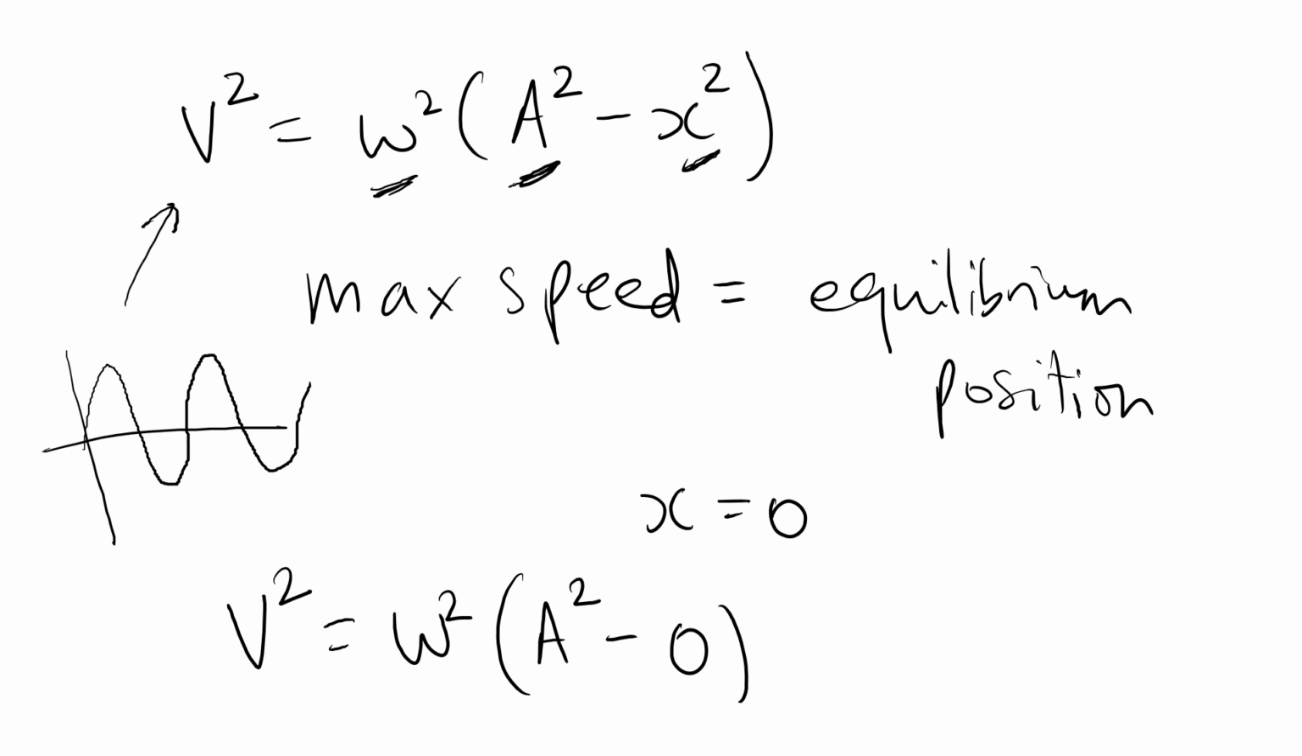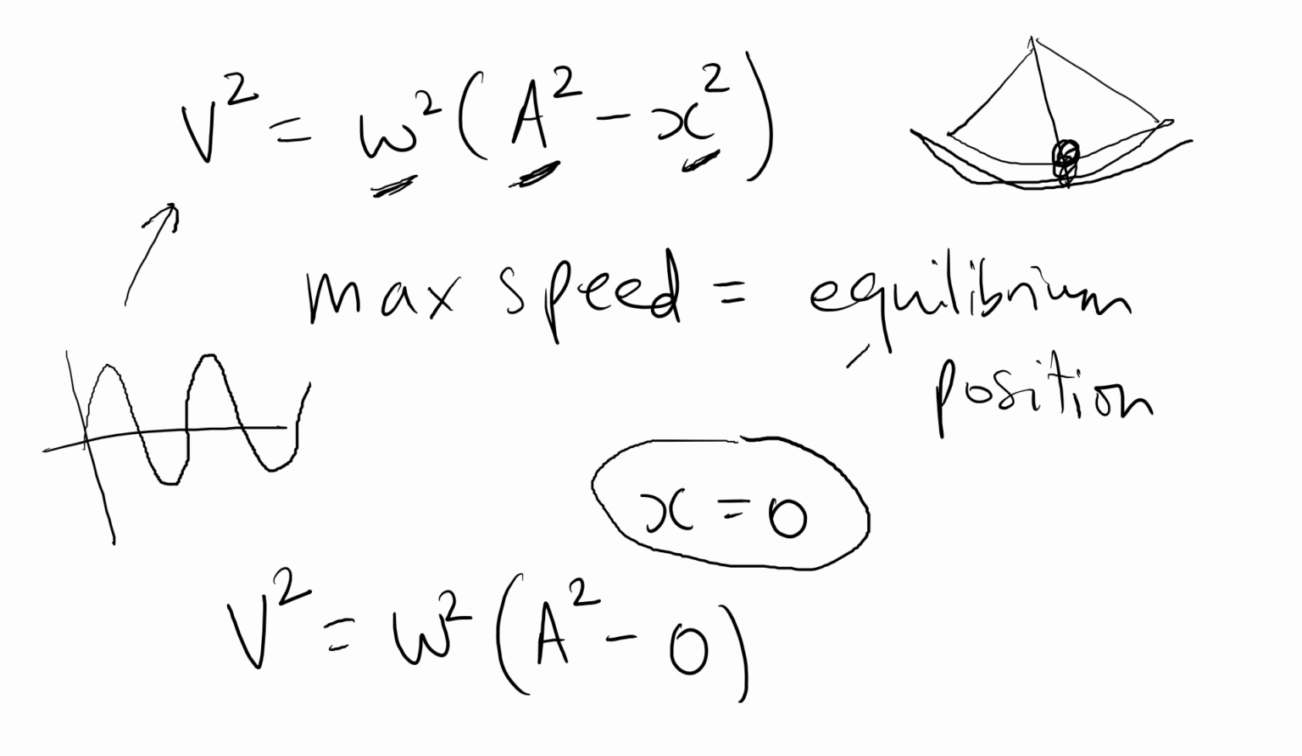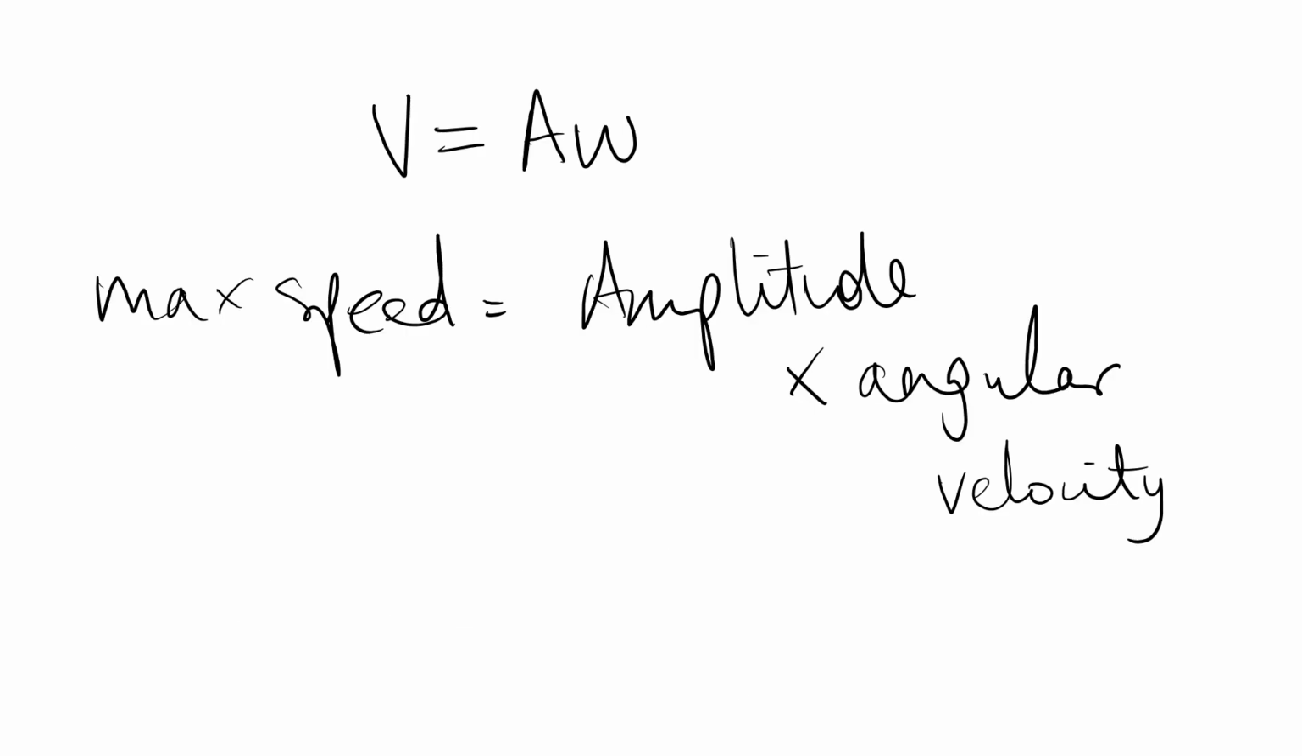Now, imagine you've got a pendulum. It's swinging this way, right? Now, at this point, it's the fastest. So when it's in the equilibrium position, that is the maximum speed, and this is when x is equal to 0, the equilibrium position, and so v squared is equal to omega squared brackets a squared minus 0. So what you're left with is that the maximum speed v is equal to a omega. Maximum speed is amplitude times angular velocity.